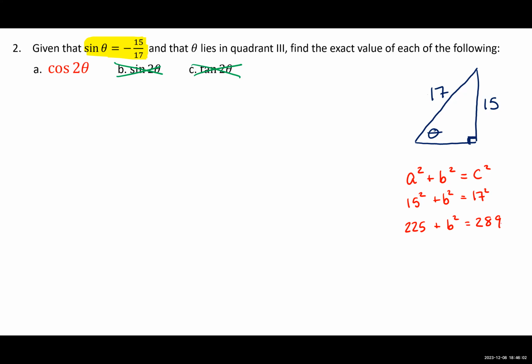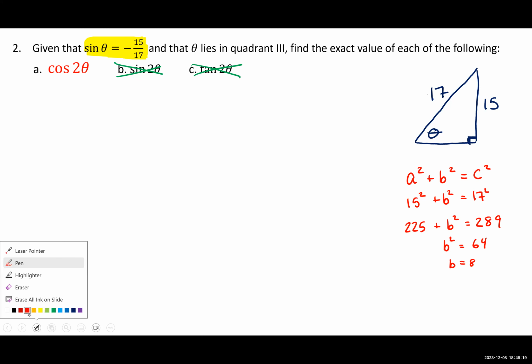You could double check this on a calculator if you don't believe me, right? Subtract 225 from both sides. We'll get b squared is equal to 64. And if we take the square root of both sides, we only want the positive, of course, because we're looking at length. B is equal to 8. All right, so now we've got our triangle. 8, 15, and 17 are the 3 sides.